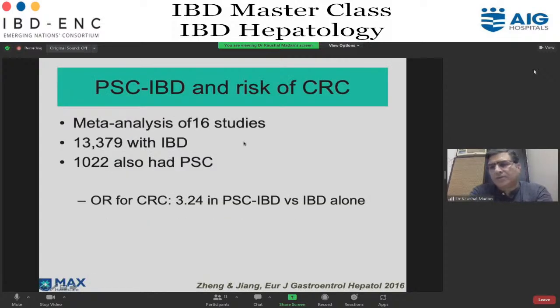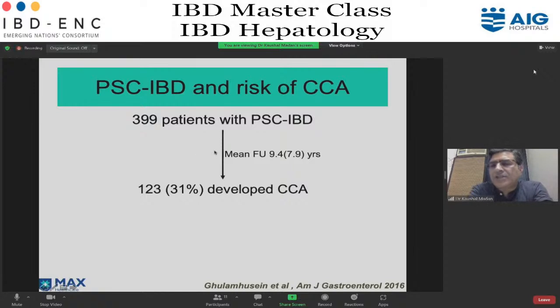Now, this is important to be able to diagnose PSC in these patients because of the different natural history these patients might have, especially in terms of development of malignancies, for example, colorectal cancers and cholangiocarcinomas. Again, this is a meta-analysis of 16 studies of more than 13,000 IBD patients, of whom 1,022 had PSC, and the odds ratio for development of colorectal carcinoma was significantly higher. It was 3.24 in PSC IBD versus patients who had IBD alone. And this risk was significantly higher in patients who had ulcerative colitis than those who had Crohn's disease.